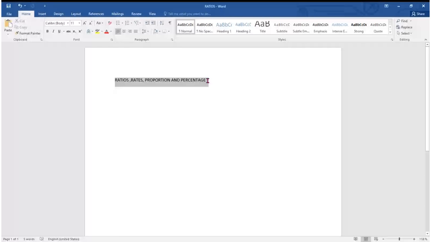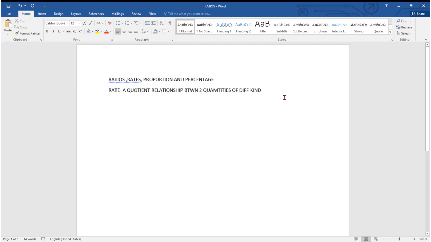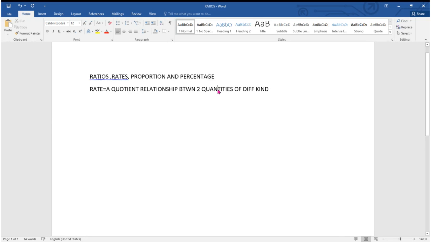So I'll be explaining what these are. Let us start with the rate. A rate is nothing but a quotient relationship between 2 quantities of different kinds. What is a quotient relationship? It means you are dividing. A quotient means there is a numerator and a denominator. So you are dividing something by another one.